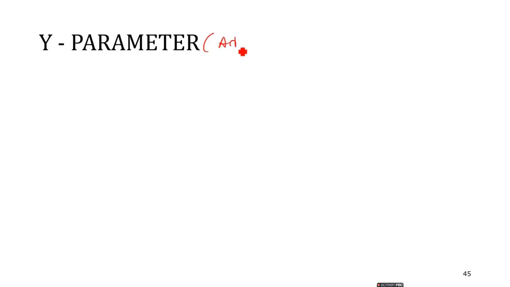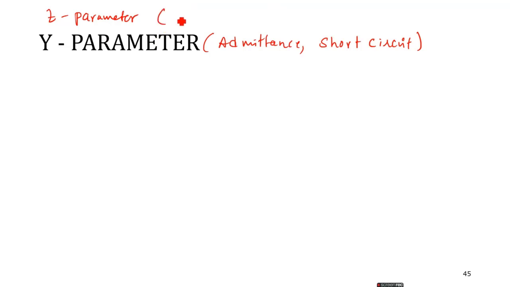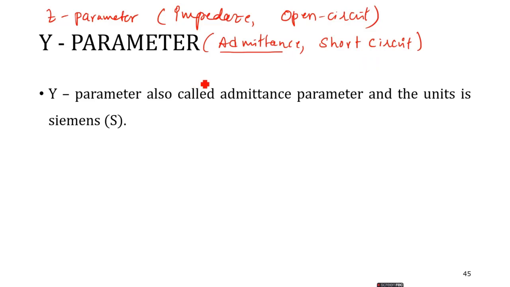One more name: short-circuit parameters. So Z parameters were called impedance parameters or else open circuit parameters. Similarly, Y parameters are called admittance parameters or else short-circuit parameters.